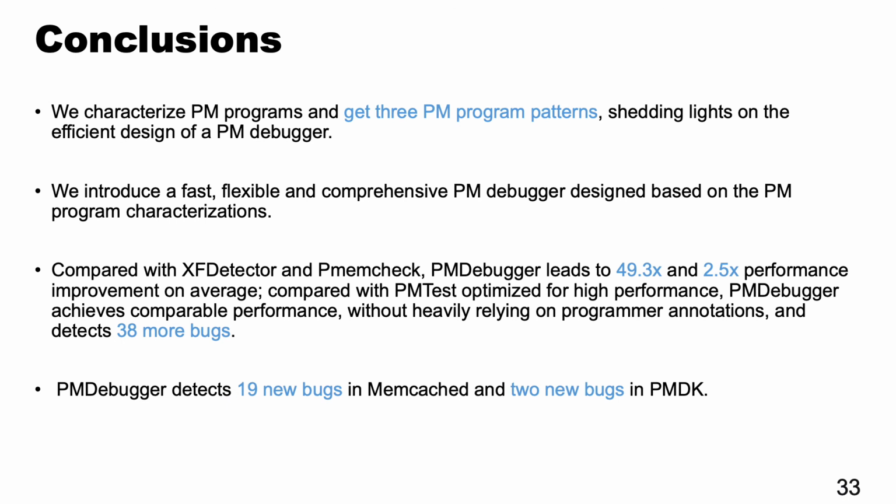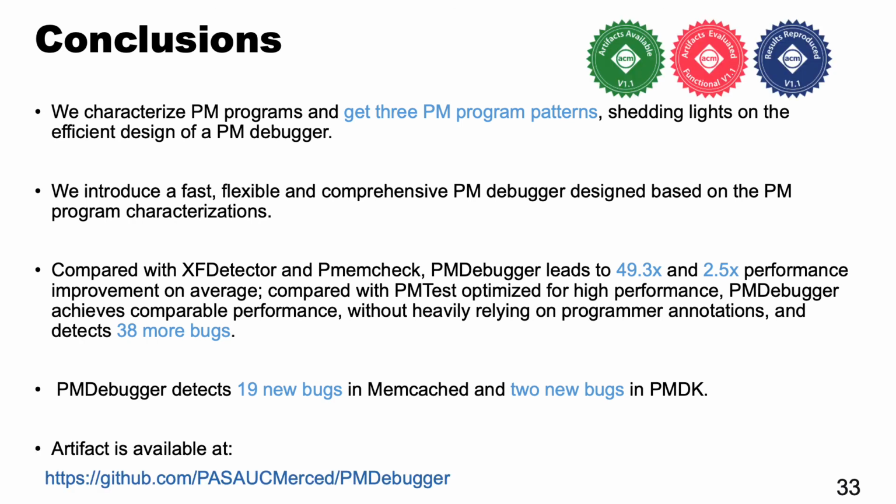In addition, PM Debugger detects 19 new bugs in Memcached and 2 new bugs in PMDK. Last, our artifacts get all ACM badges, and are available at our GitHub.